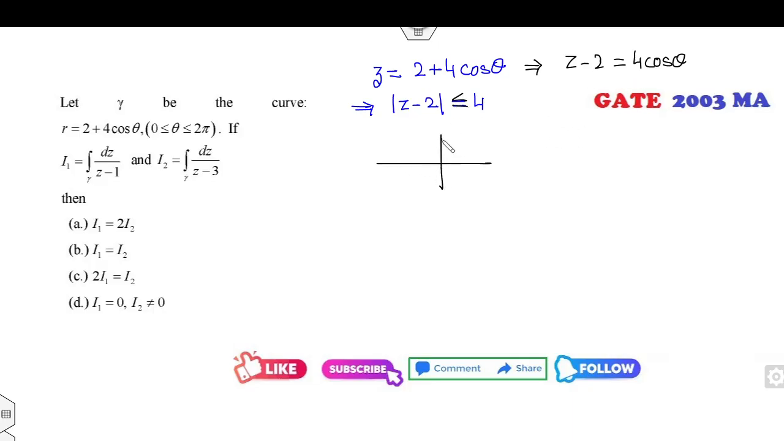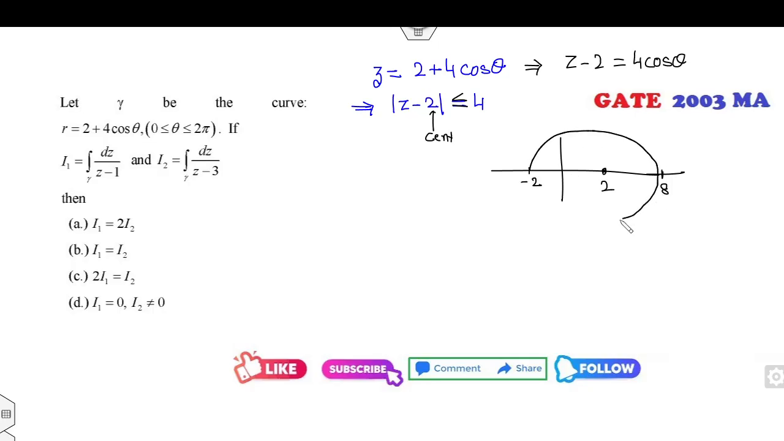That means your circle's center is 2, radius is 4. So it reaches 6 on one side and −2 on the other. Fine, 4 and 2 is 6. Is it okay? Now you can see for the case of I1, the integral of dz over z − 1 over the curve gamma.